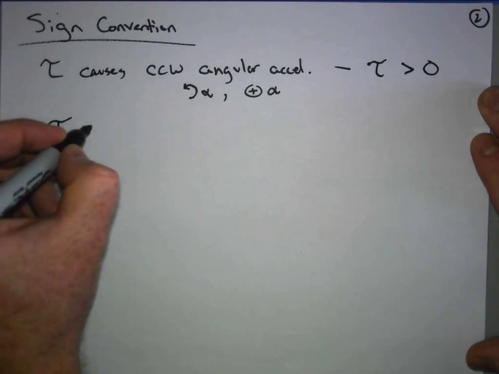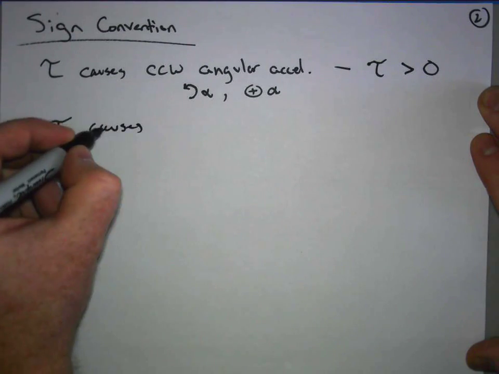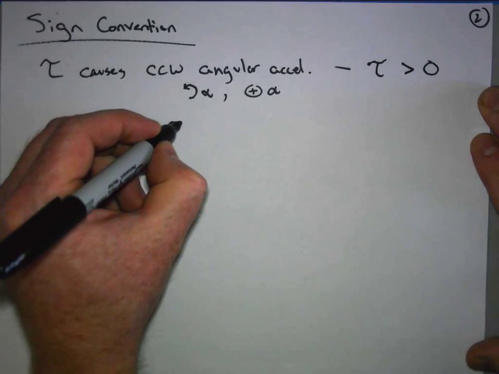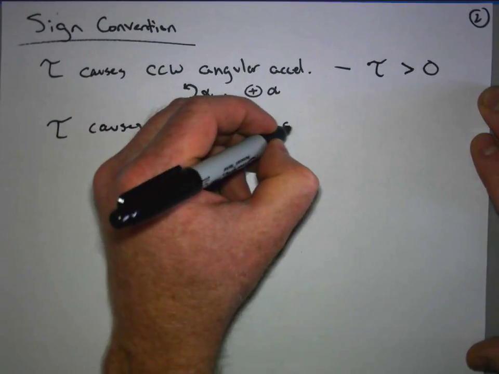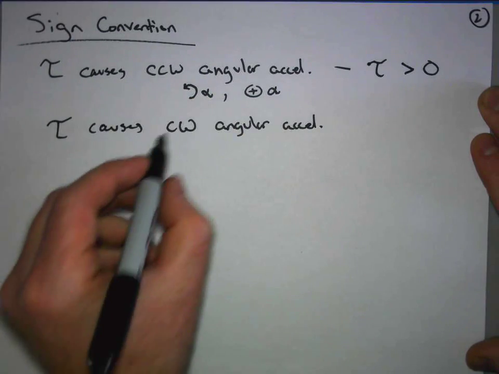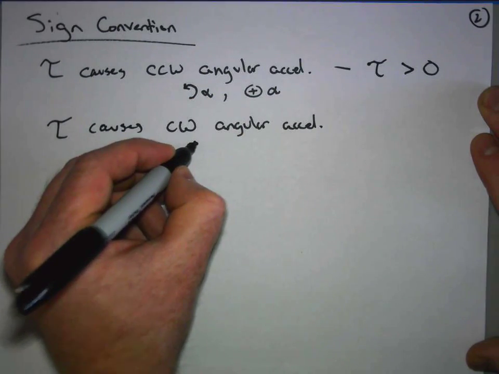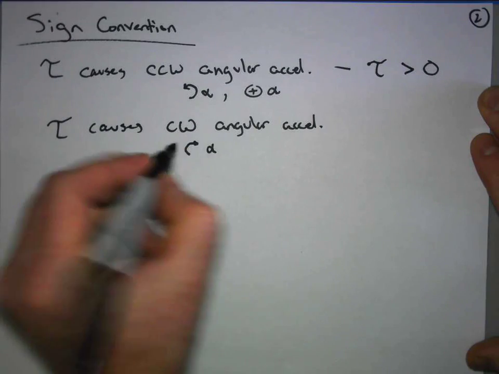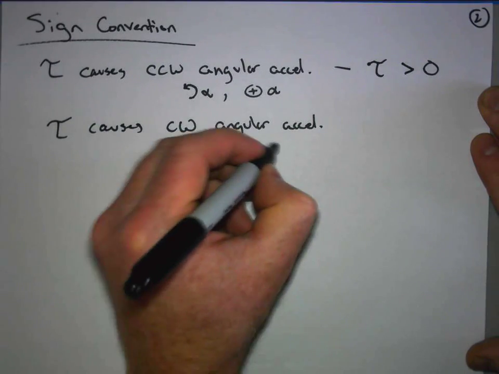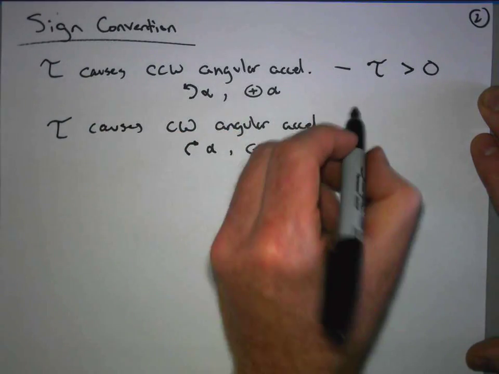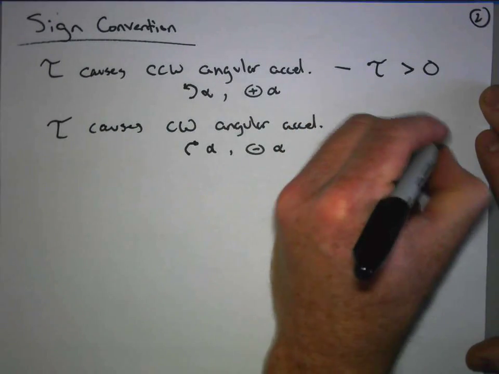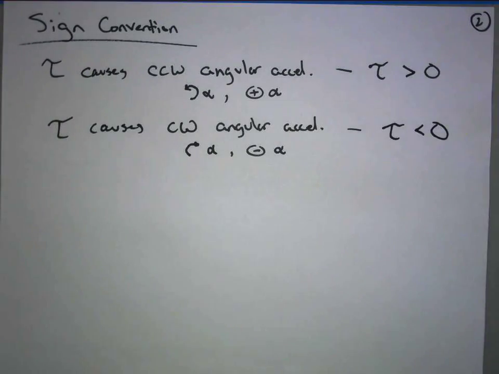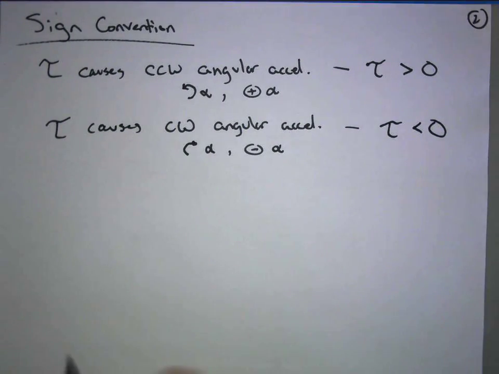Conversely, if the torque causes clockwise angular acceleration, so this way, or a negative angular acceleration, then the torque is less than 0. In other words, the torque is negative in value. Okay, so just a little sign convention for you.